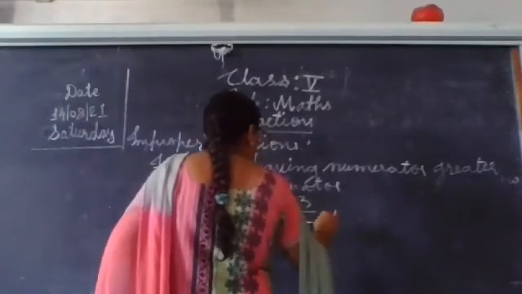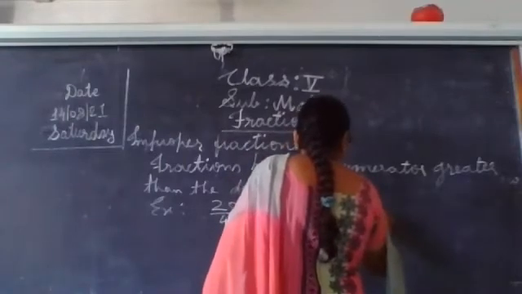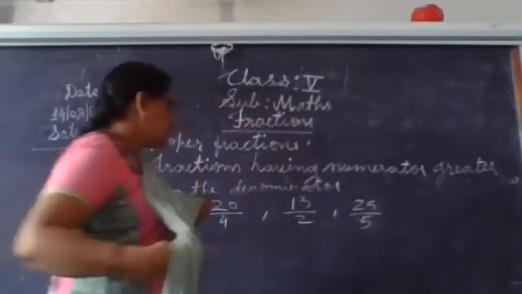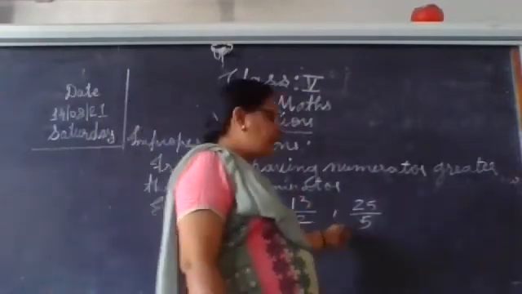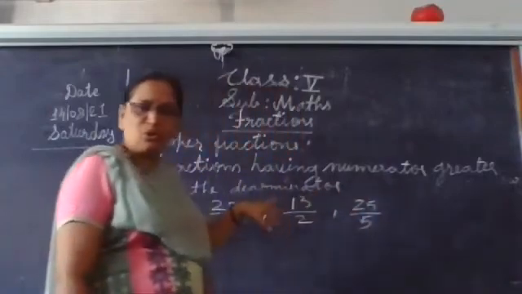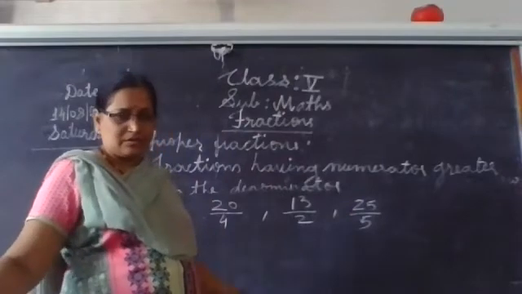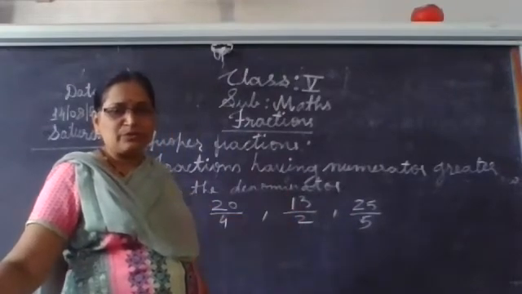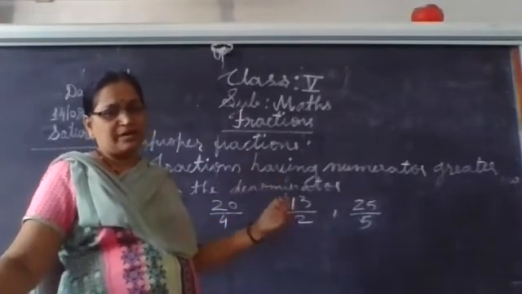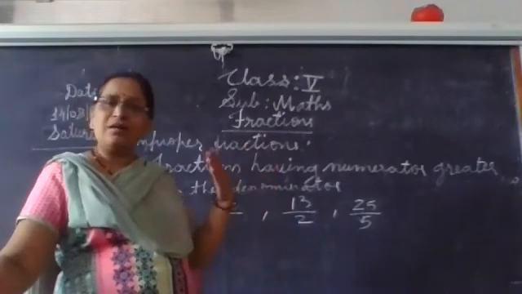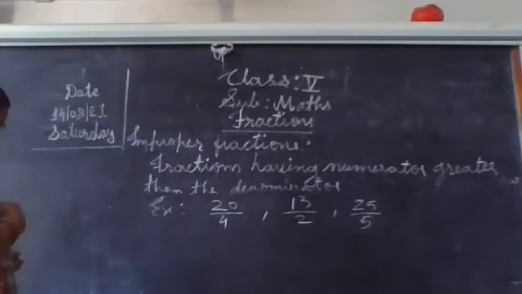Okay. 13 upon 2, 25 upon 5. See beta, in this case, 5 fives are 25, means quotient is what? Whole number. But what about 13 upon 2? 13 is not the multiple of 2, but if you divide it, you get some whole number and some fraction part. And this type of fractions are called mixed fractions. Okay. Now let us see about the mixed fractions.